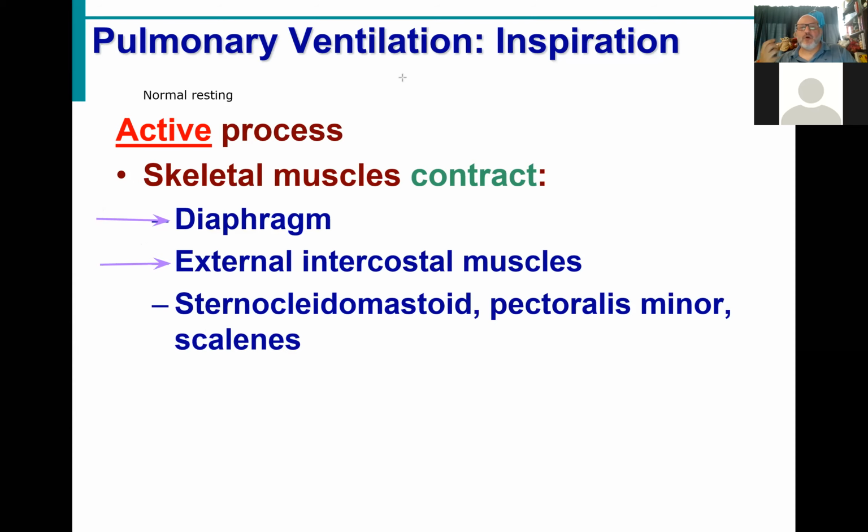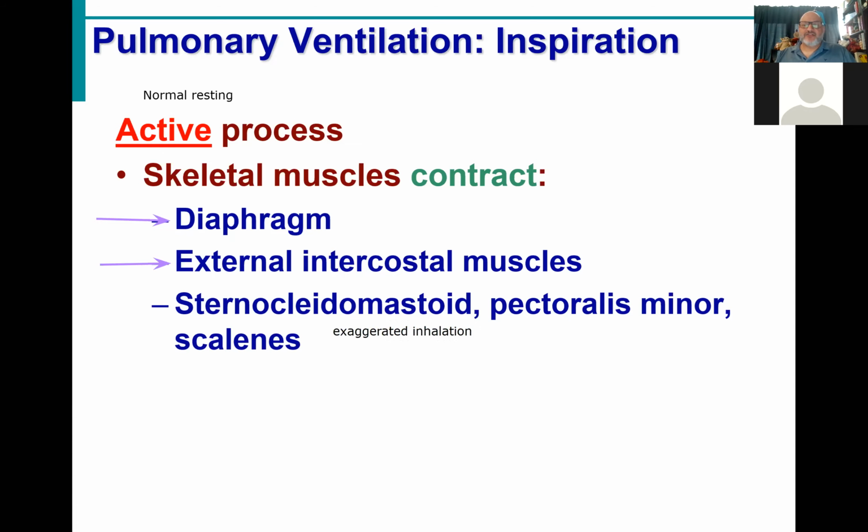And if we want to take an exaggerated inhalation, we can use muscles like our sternocleidomastoid or pectoralis minor, our scalenes, all of which can bring our ribs up nice and large.